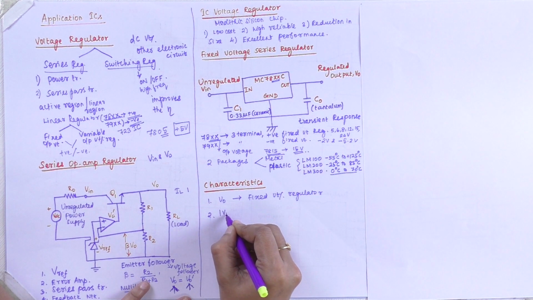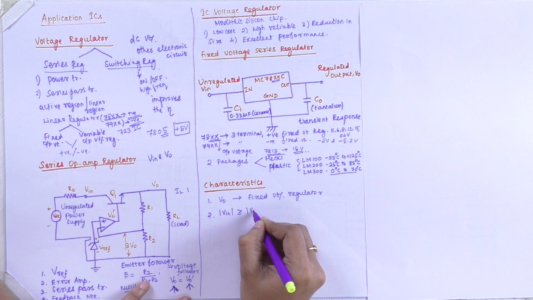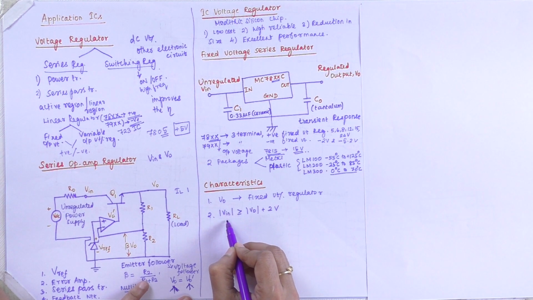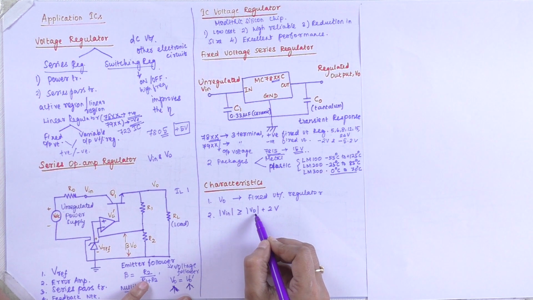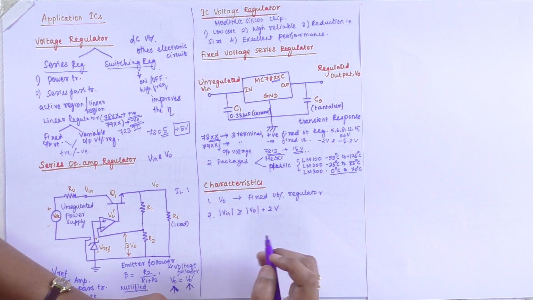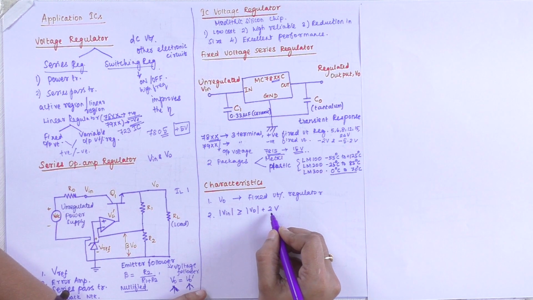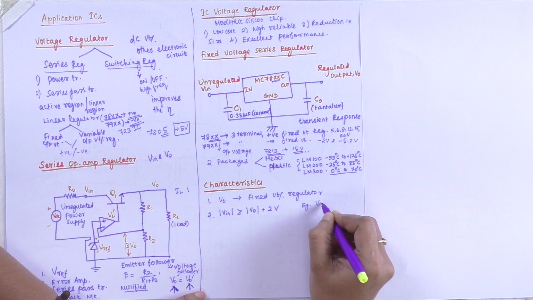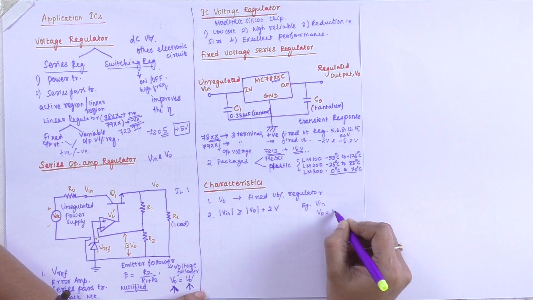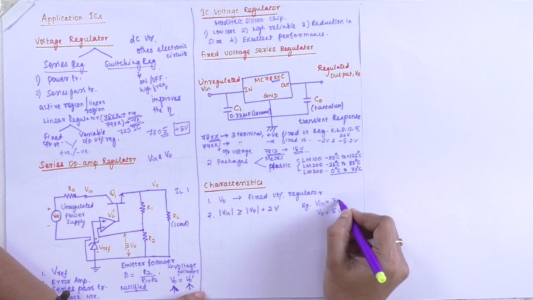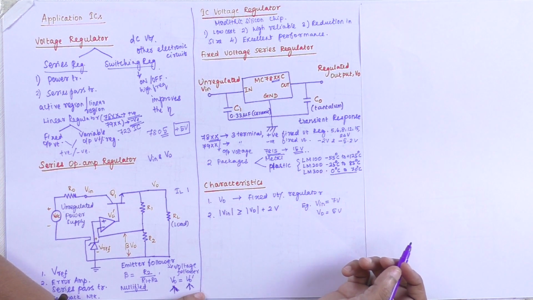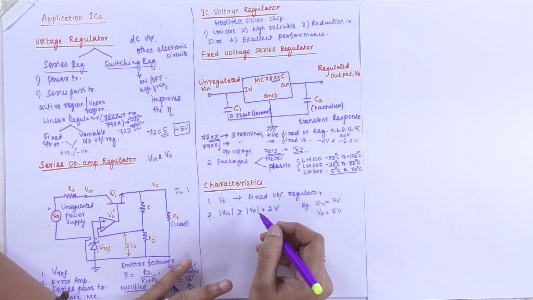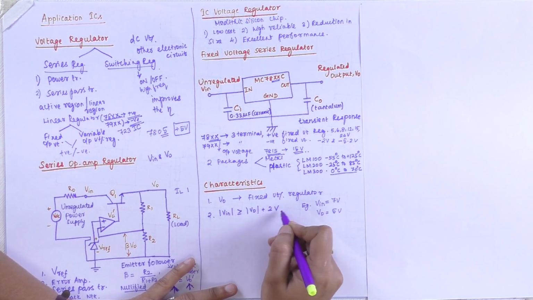The second point is that the modulus of your input voltage should be greater than or equal to V0 plus 2 volt, where V0 is the output of the positive voltage regulator. For example, if I choose my output voltage V0 as 5 volt, my input voltage Vin will be 7 volt. It will be 2 volts more than the output voltage. Your input voltage will be greater than your output voltage by 2 volt.